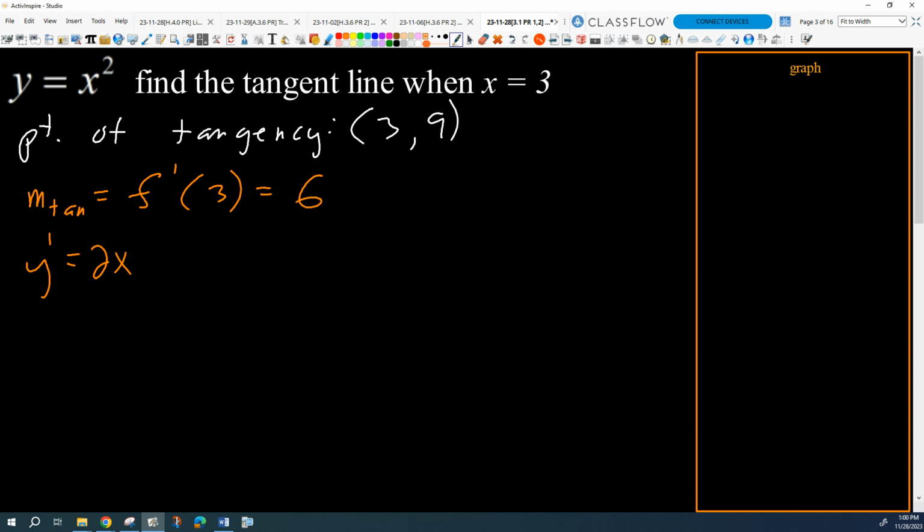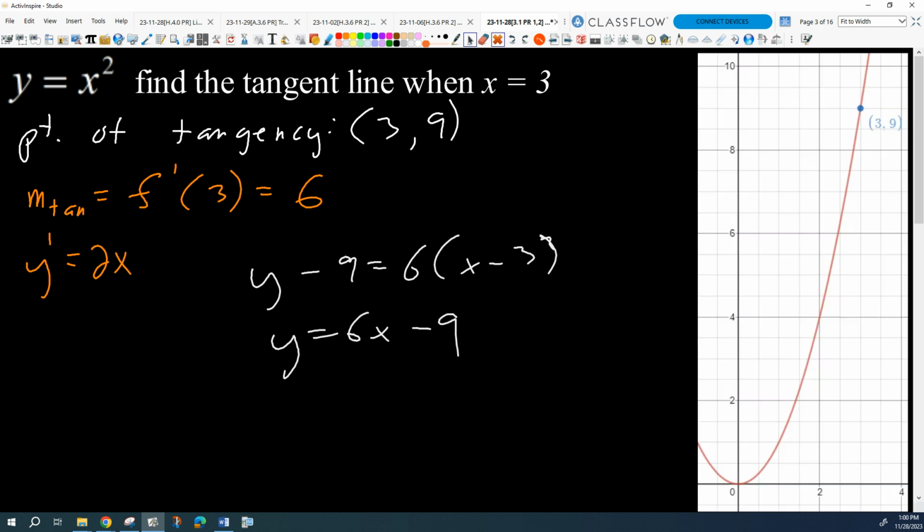Agreed? Okay, so then we plug this stuff into point-slope, and we get y minus 9 equals 6 times the quantity x minus 3. And what's that give us? 6x minus 18 plus 9. 6x minus 9. Everybody agree? Okay, and we know what that looks like. It looks like that, right? There's our tangent line right there. Does that move? No, I guess it doesn't.